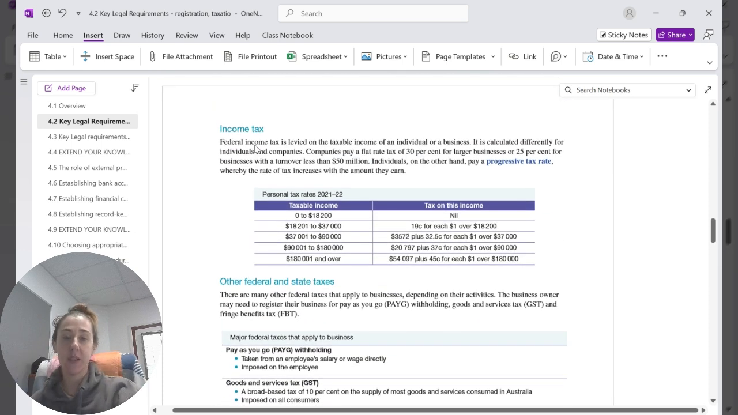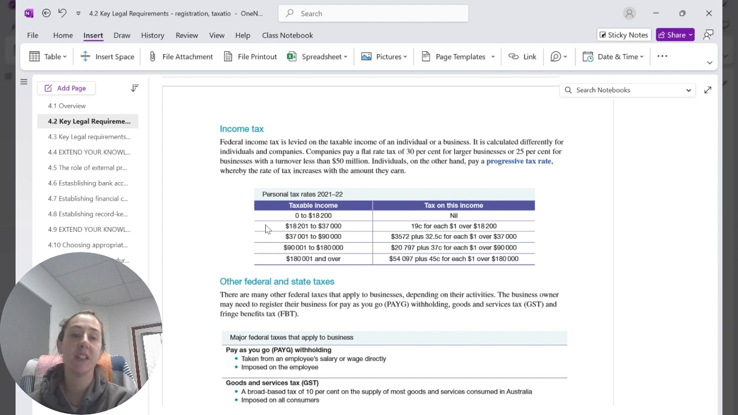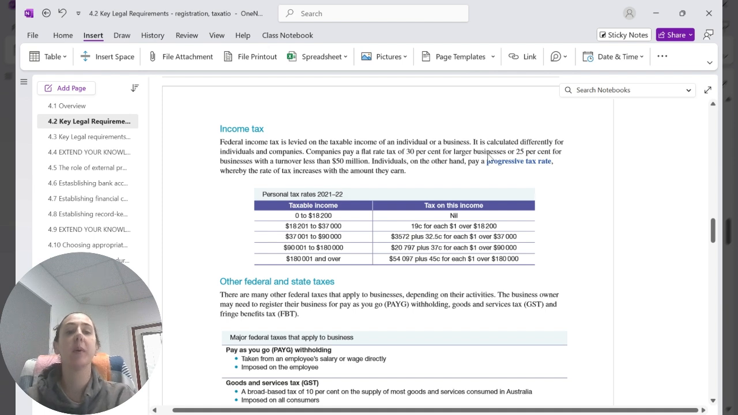Income tax. We've got this personal tax table here. This is the personal tax rates from 2021 to 2022 that we are looking at. Federal income tax is levied on the taxable income of an individual or a business. It's calculated differently for individuals and companies. Companies pay a flat rate of tax of 30% for larger businesses, or 25% for businesses that have a turnover of less than $50 million. Individuals, on the other hand, pay on a progressive tax rate, which is this below.